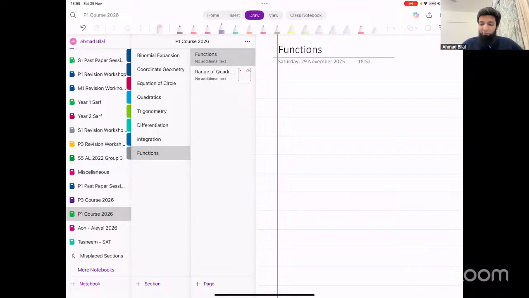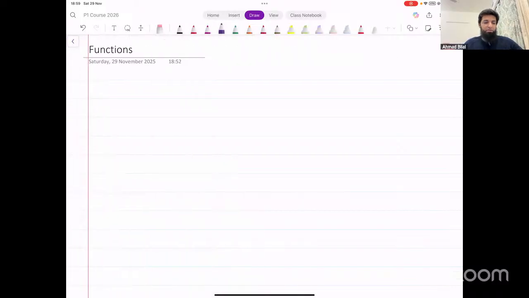Now, what are functions? This is something that you have some familiarity with from O levels as well. You've done function notation at least in O levels. Let's suppose you have an equation like this, y equals minus 3x plus 7. Now, this is a straight line function. We have dealt with these functions in coordinate geometry as well in paper one.